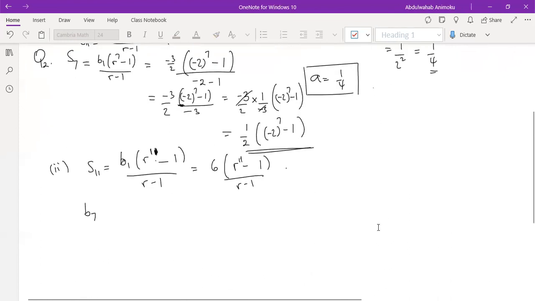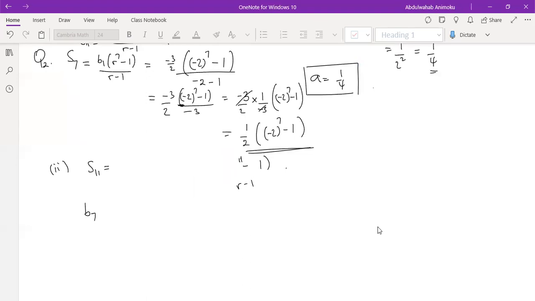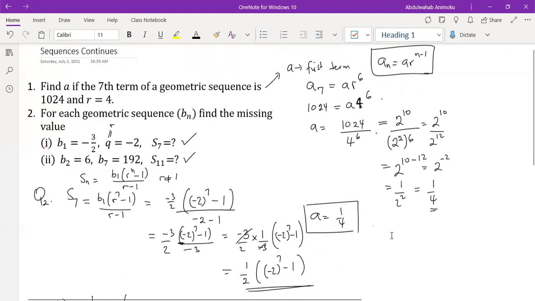Oh, I think I got it all wrong. This problem is not this. B1 is not 6. So let's backtrack a little bit. Okay. The information that we have is what? B2 is 6 and B7 is 192, right?